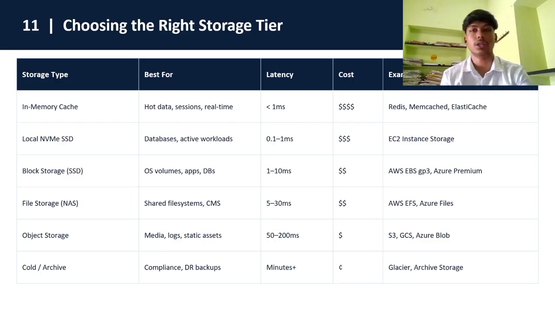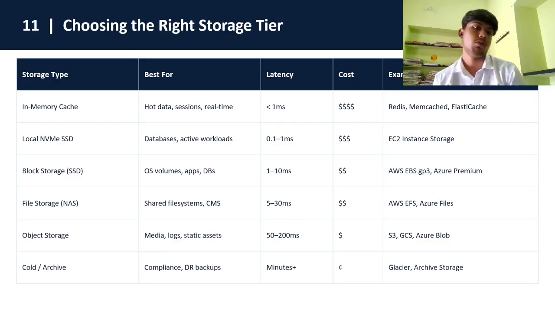AWS EFS and Azure Files are the example services. And the object storage: these are for media, logs, and static assets, which is best for static assets, media and logs. The latency is about 50 to 200 milliseconds. This is also very cheap. Example services are Azure Blob, GCS (Google Cloud Storage), and S3.